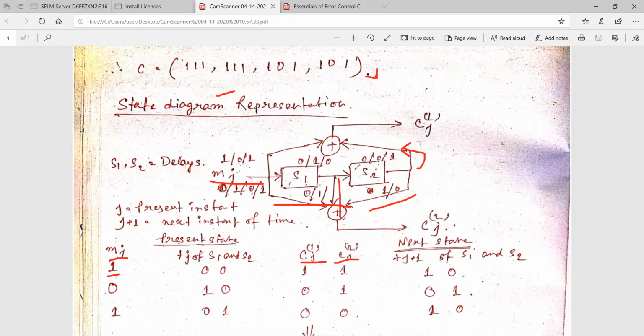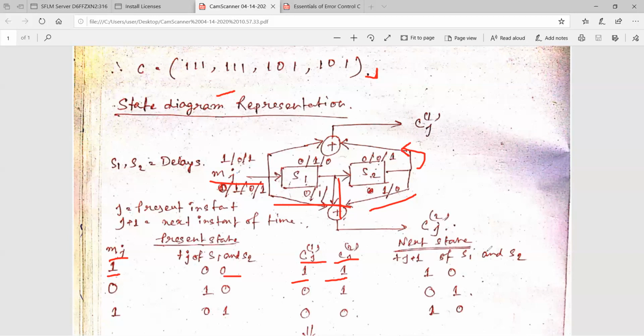So C1J will be M XOR with S2. So M XOR with S2 means 1 0 is 1. And C2 will be the XOR of 3 elements, that is 1 0 1 and 1 0 also 1. So we are getting 1 1, right? Now the next step, what will be the next step?